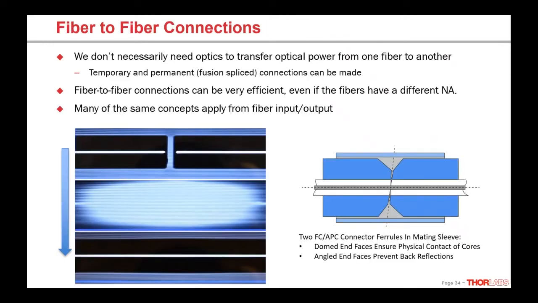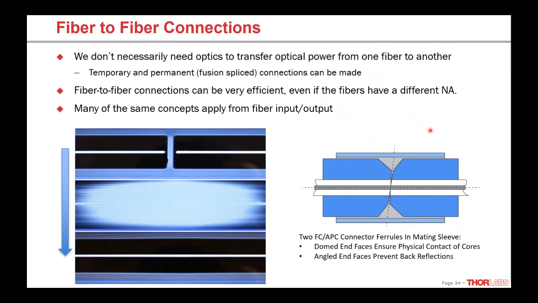So the idea here is we've talked about using lenses and things to deal with free space beams and fibers, but we actually can transfer the beam from one fiber to another without going to free space. We can do things like fusion splices, which you see here, melt the fibers together. We can do things like have the fiber terminated in a connector and use a mating sleeve to connect two connectors together. And many of the same concepts apply from that, the input and output of fibers.